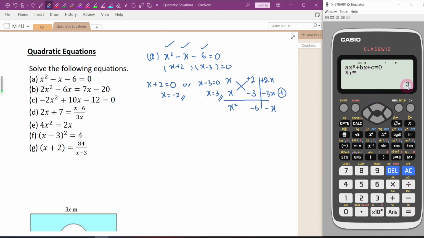One of the answers is equal to 3. Yes, correct. Hit the equal sign again to get another answer. Another answer is negative 2. Okay, so our answer is correct. Let's proceed to part B.